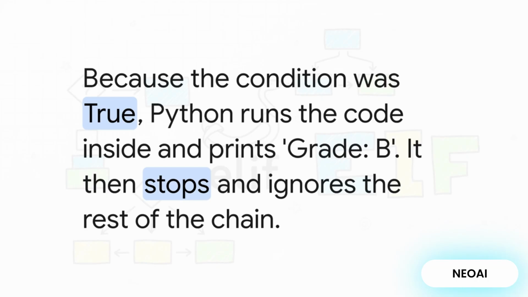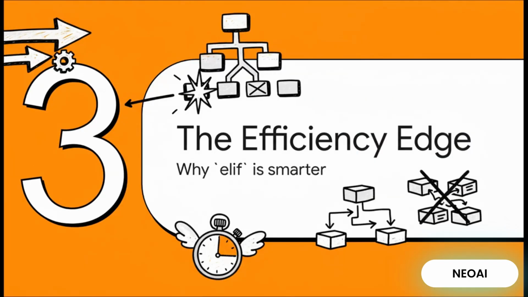And now for the magic of elif. The program is done. It completely stops. It doesn't even look at the other checks for a C or an F. Its job is finished. And this brings us to a really, really important point about performance. You might be sitting there thinking, well, why don't I just use a bunch of separate if statements? That's a fair question. But using elif gives you a huge advantage in efficiency.